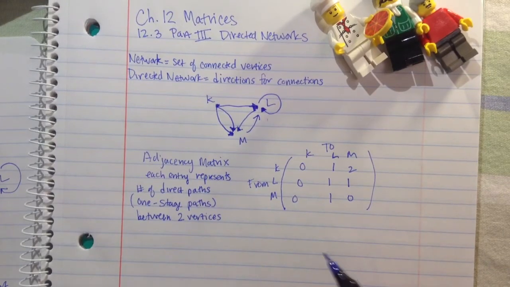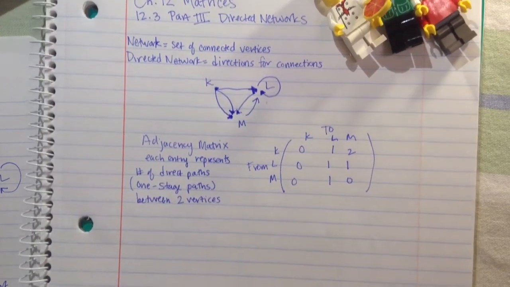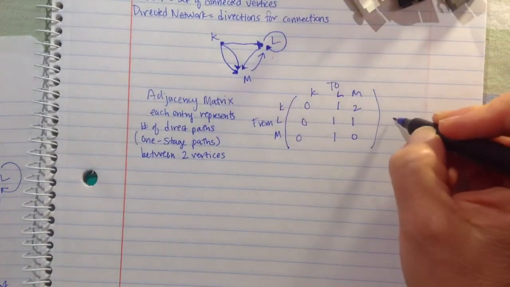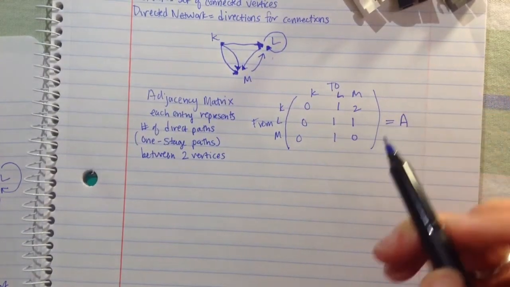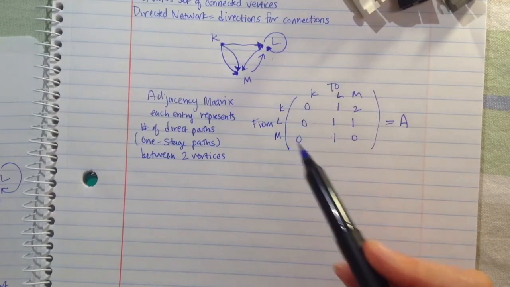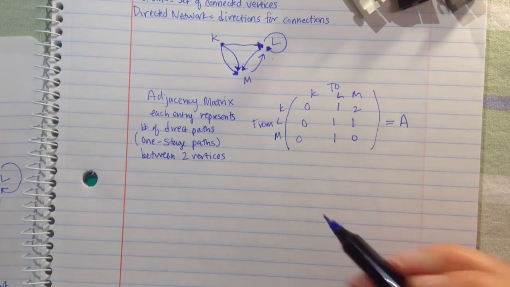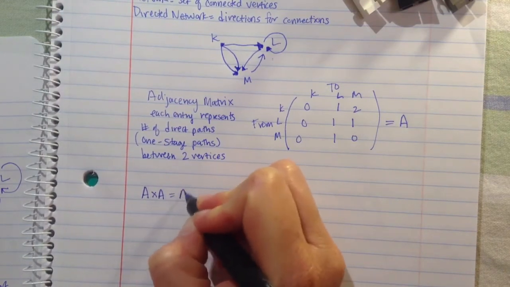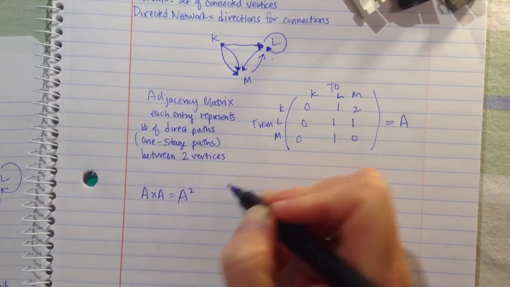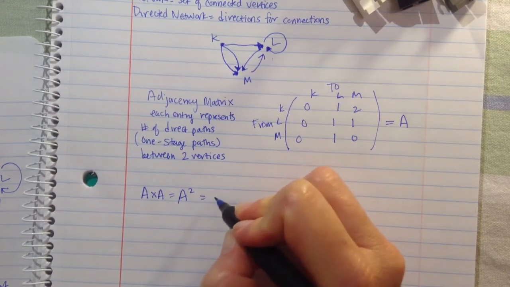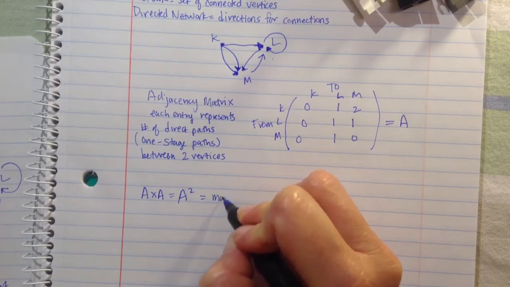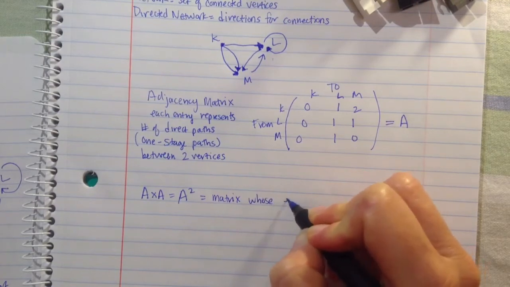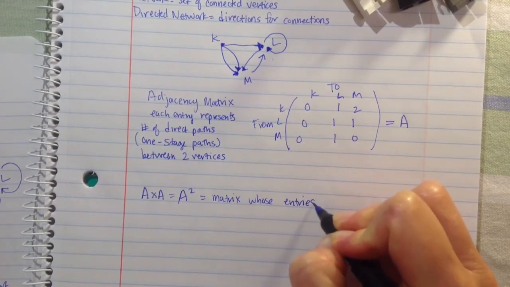Now, what's kind of cool about this is that once we have the adjacency matrix, which we'll call matrix A, and remember A is showing the number of one-stage paths, we can multiply A by itself, or do what's called A squared. And that will give us a new matrix whose entries will show the number of two-stage paths.